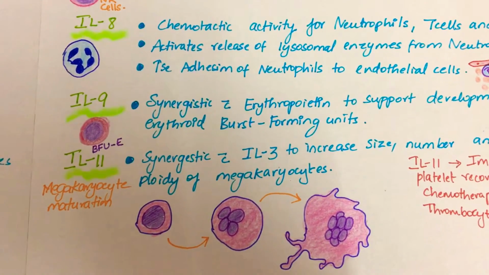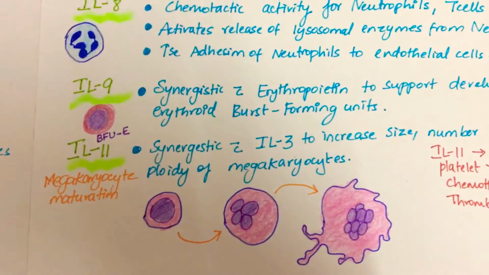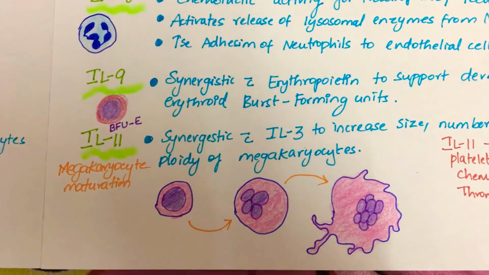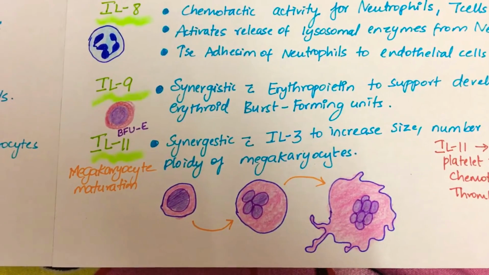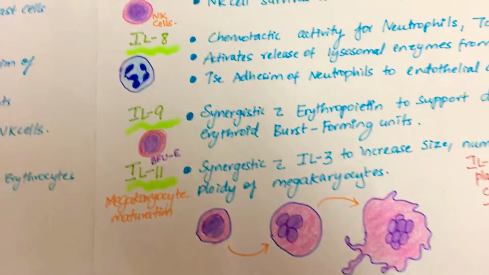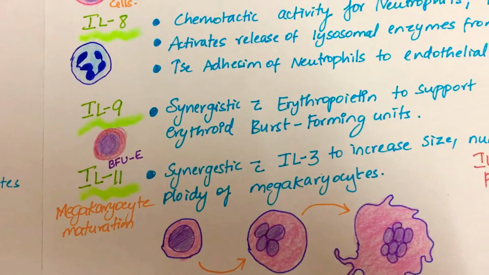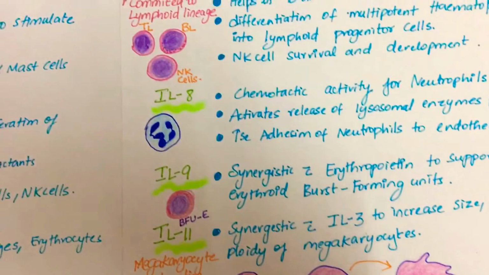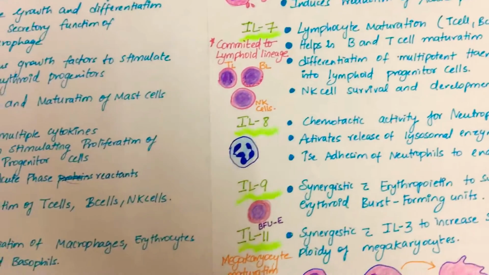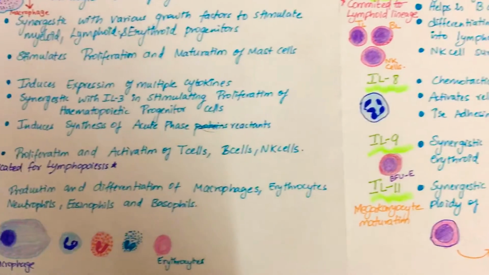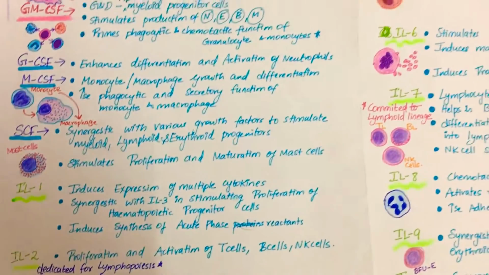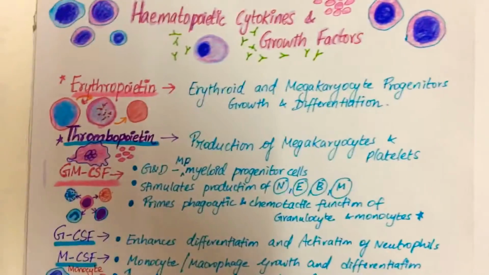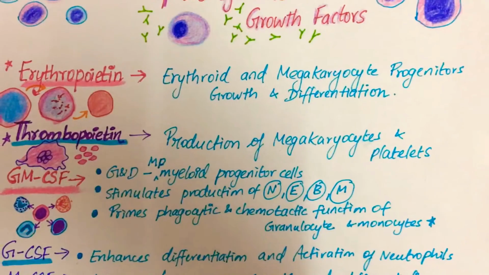The effects of hematopoietic growth factors are mediated by binding to specific receptors and activation of intracellular signaling pathways to promote cell proliferation and maturation. We are going to see some of the important cytokines and growth factors that are involved in hematopoiesis in this video. First, let's start with erythropoietin.